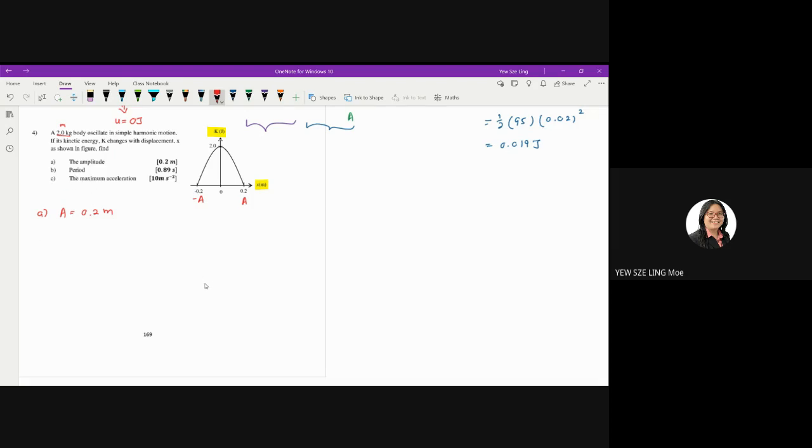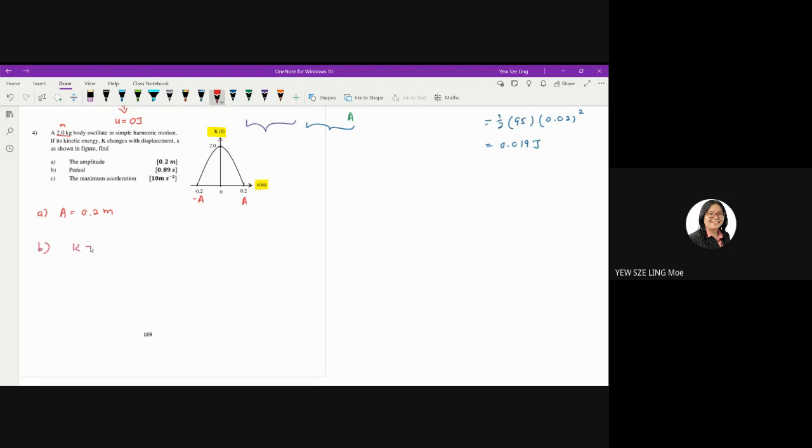How do I calculate the period? I don't have a frequency, I don't have an omega. Then how am I going to calculate the period? If you look at the question again, you have kinetic energy. So let us begin with the kinetic energy equations.